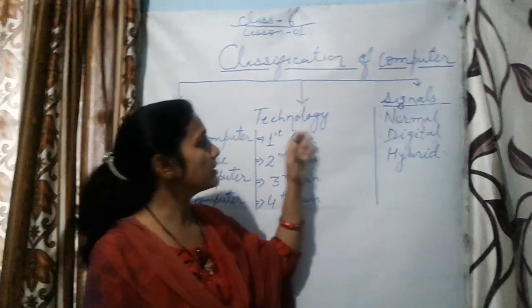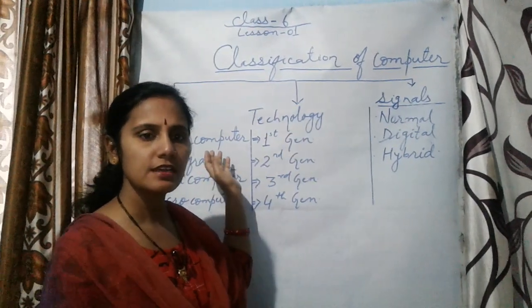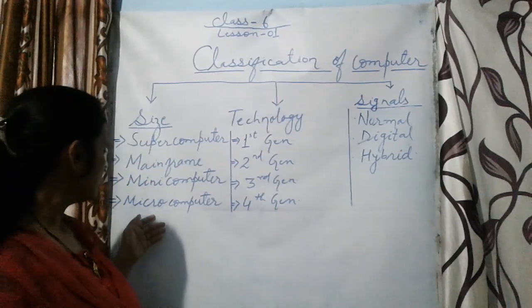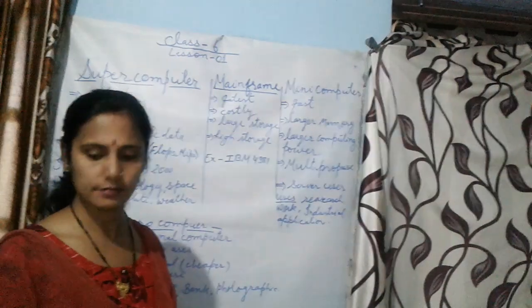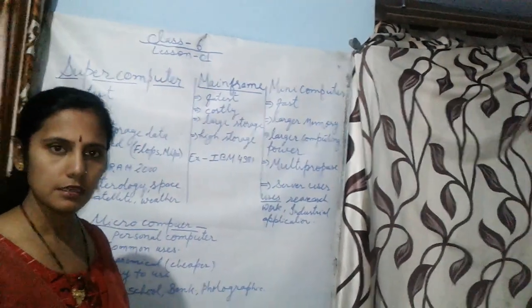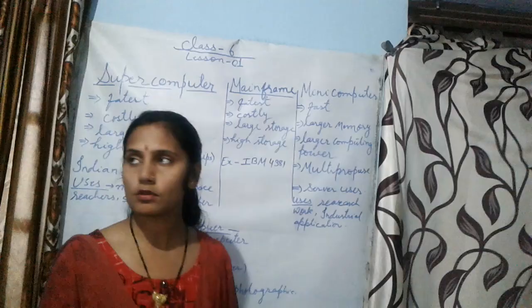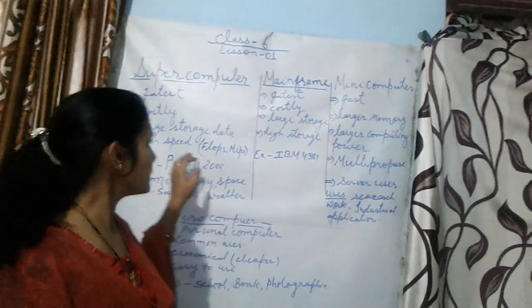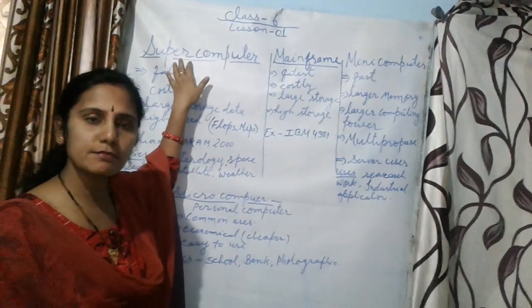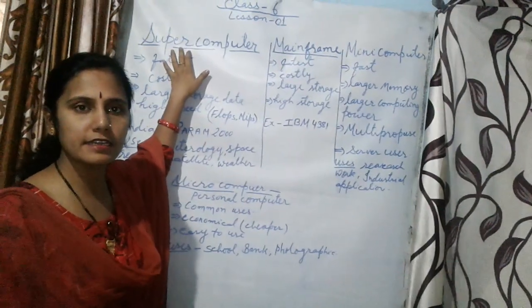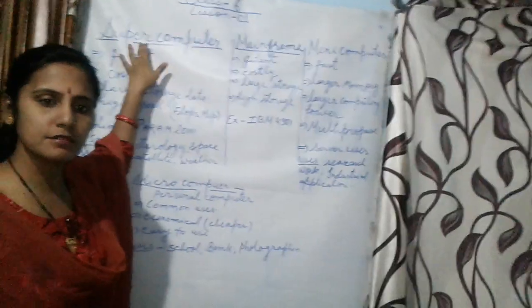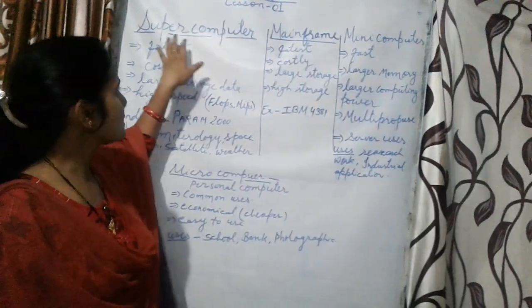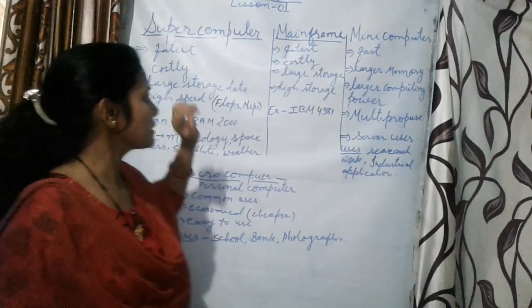Let me explain one by one each of the computers: supercomputer, mainframe, mini and micro computer. After the classification, let us learn what a supercomputer is. Super, as the name says, means everything is very high, the storage, everything is very high. So let us see the characteristics of a supercomputer.